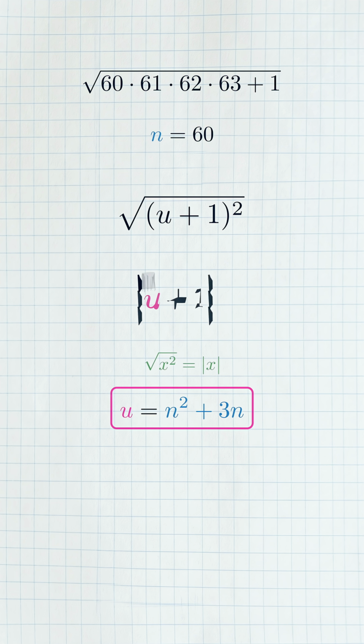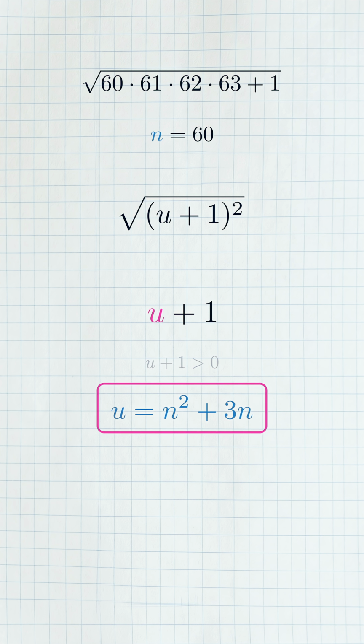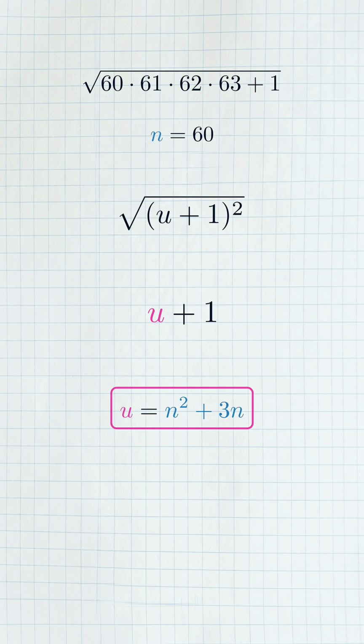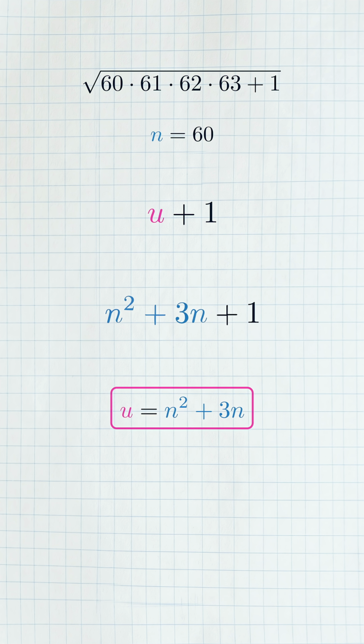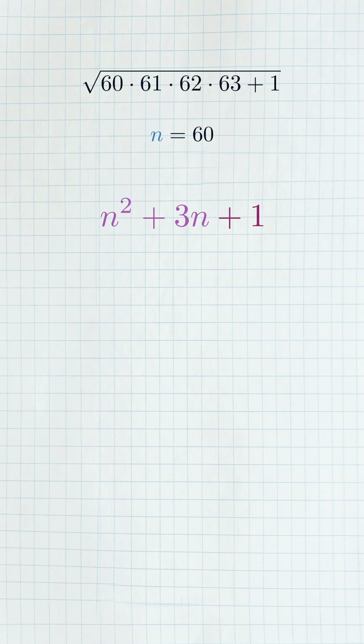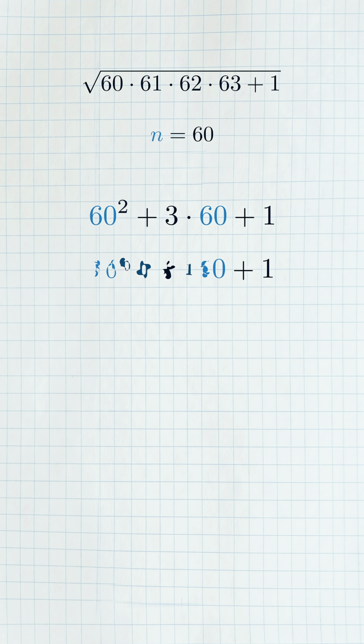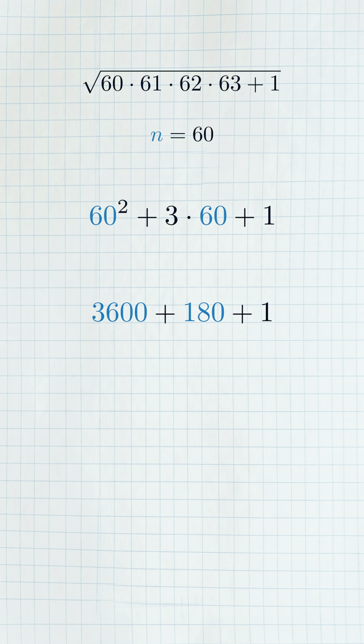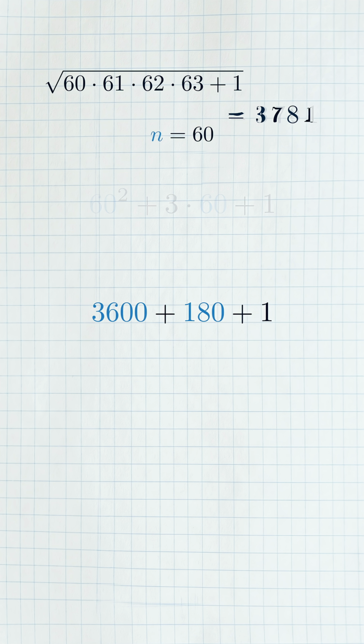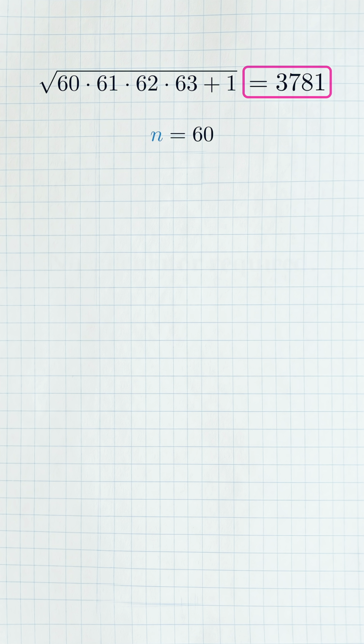So we can cancel out the square root and the square power and say this is the same thing as u plus 1. Now again, what was u? It was n squared plus 3n. So in fact, our answer will simply be n squared plus 3n plus 1. Remember, we started with 60, so that is the number that we want to plug in for n. 60 squared plus 3 times 60 plus 1 gives us 3,600 plus 180 plus 1, which gives us 3,781. No calculator required.